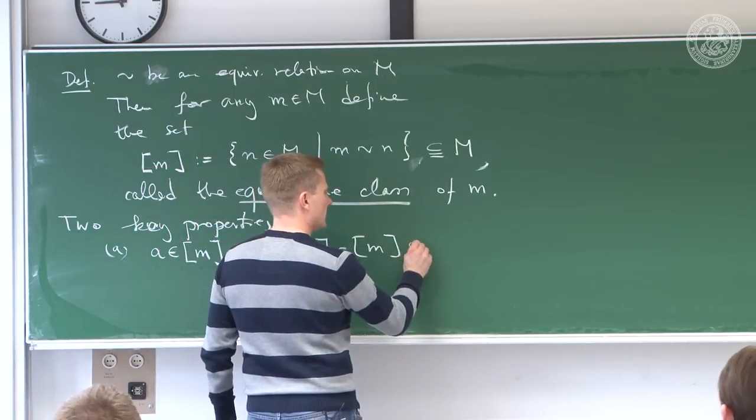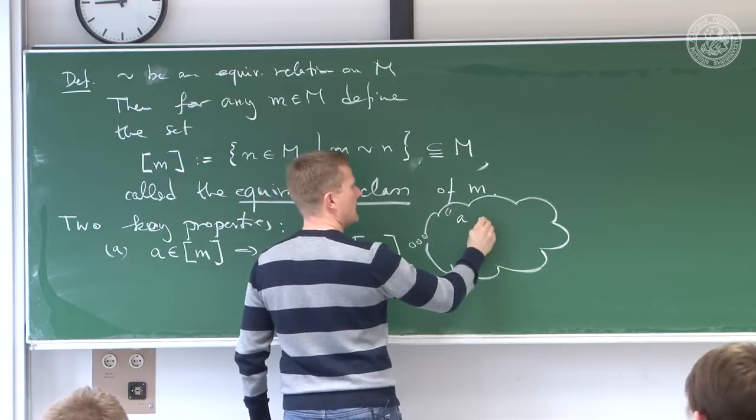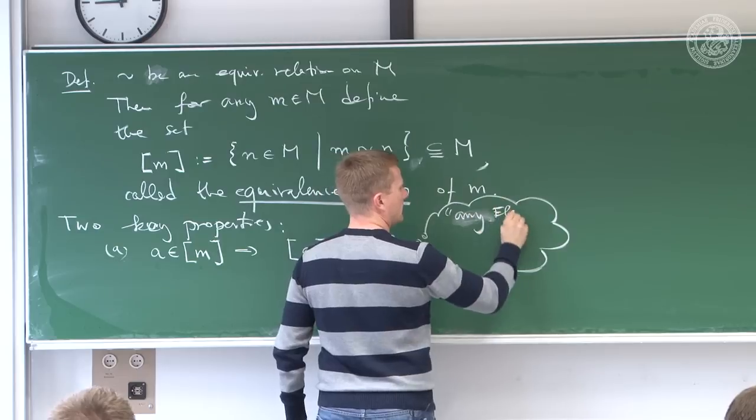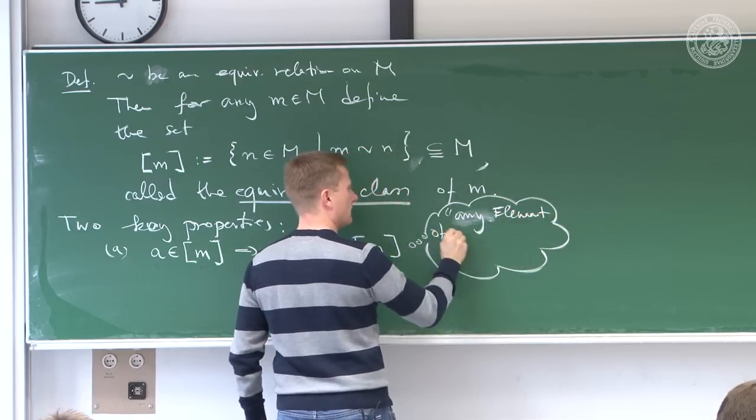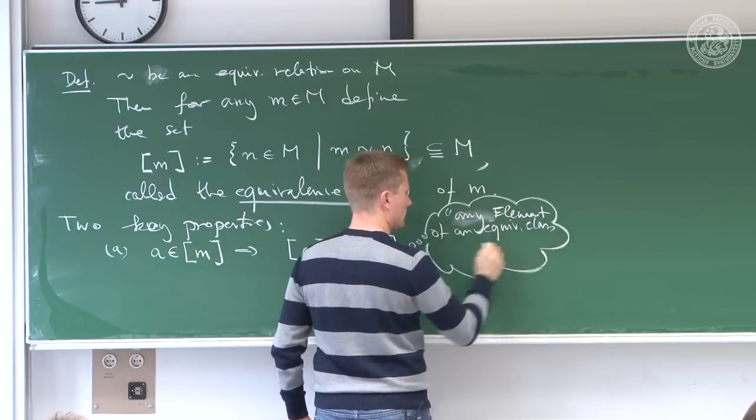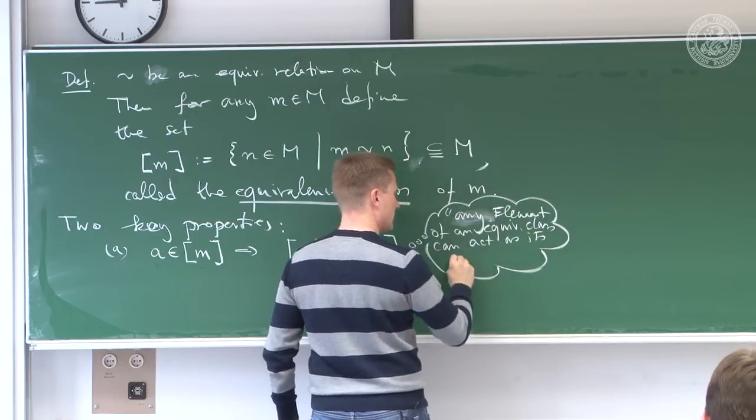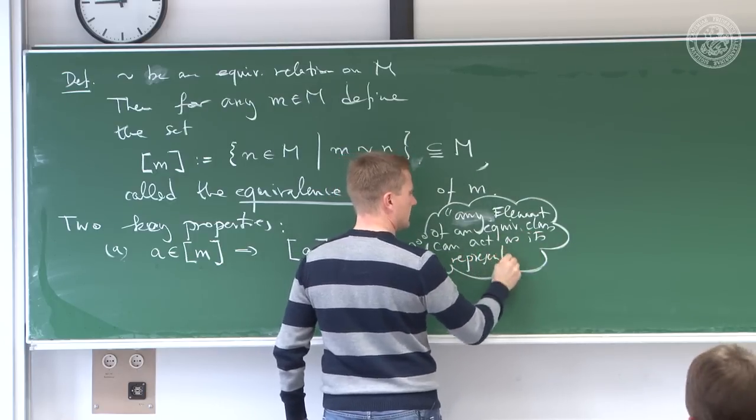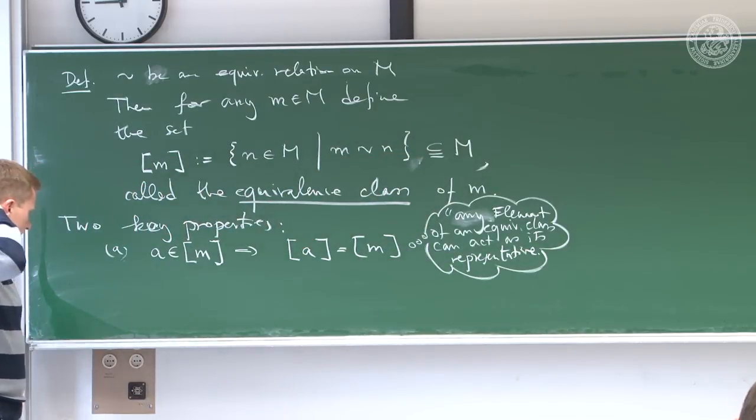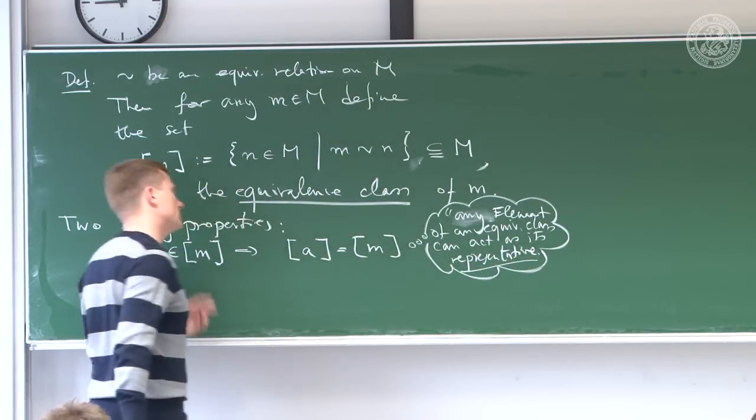So this is usually interpreted as: any element of an equivalence class can act as its representative. Okay? That's just a notation in the terminology.